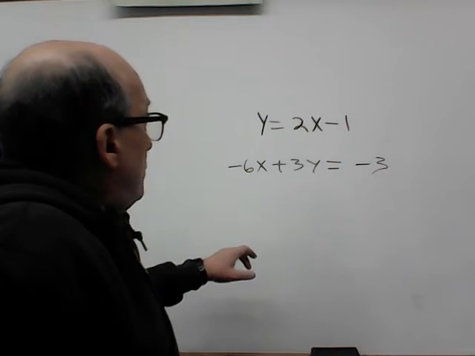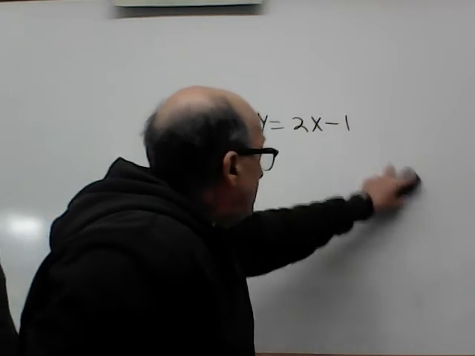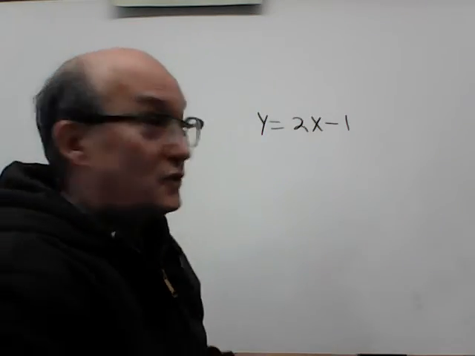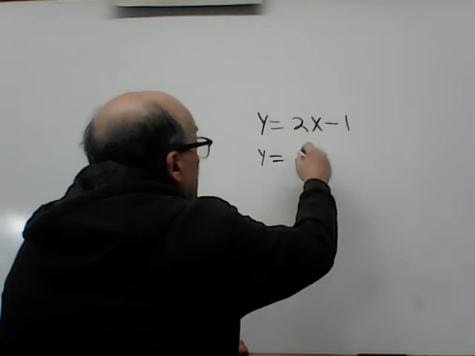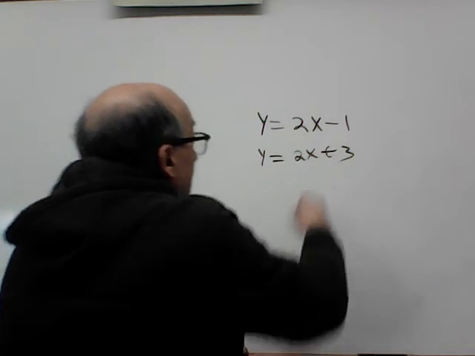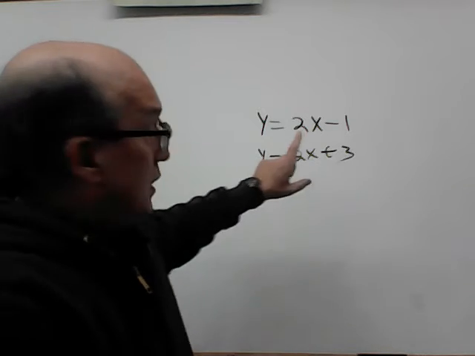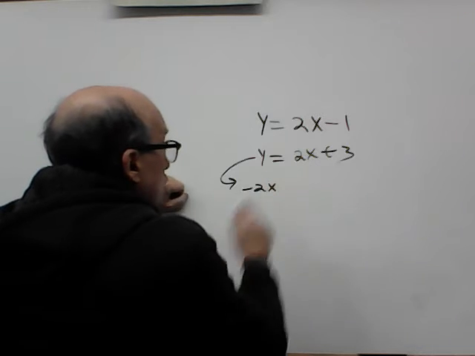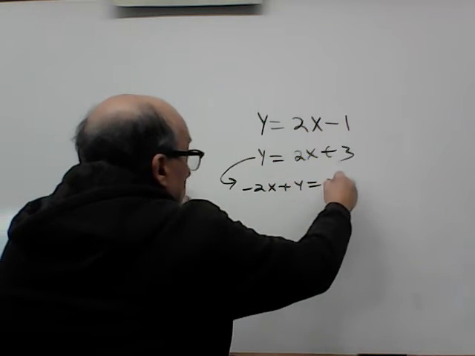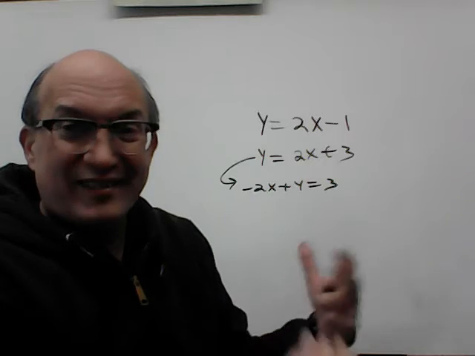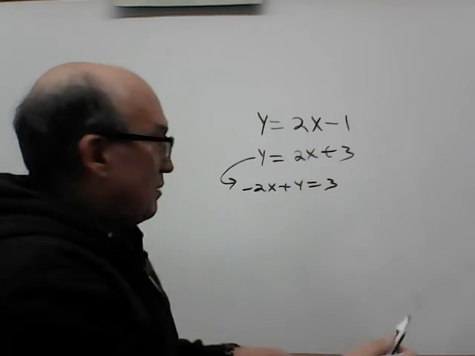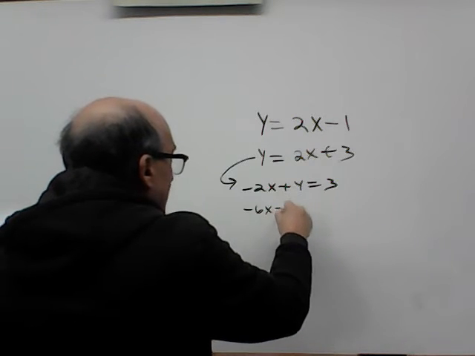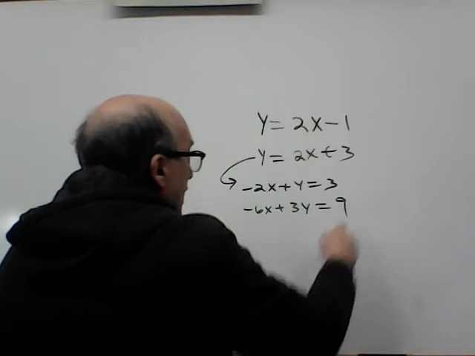Whoops. That's not right. I was stuck in the last system. So sorry about wasting a little bit of time there. What I really need to do here is a similar thing as I did before. Subtract 2x from each side, and then multiply by 3. I forgot, I was still stuck in the last system. Sorry about that. Now multiply by 3. Negative 6x plus 3y equals 9.